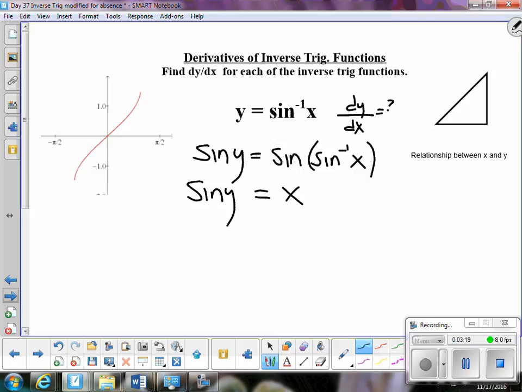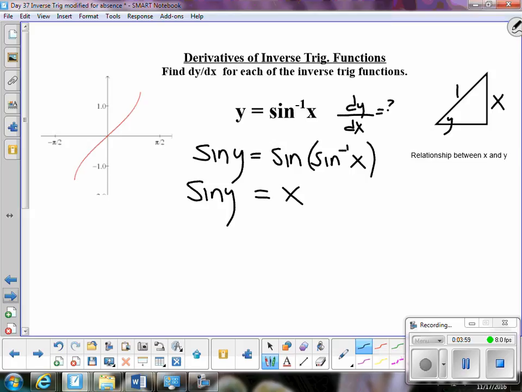So this is still an equation for the inverse sine, it's just that we've written it differently. And while we're here, let's go ahead and label a right triangle so we can see the relationship between the angle y and x. Now remember, sine is opposite over hypotenuse. So even though I could make the opposite 2x and the hypotenuse 2, or I could make the opposite 3x and the hypotenuse 3, I'm just going to be nice and simple. I'll make the opposite x and the hypotenuse 1. So now we have the sine of y equals x, or x over 1.